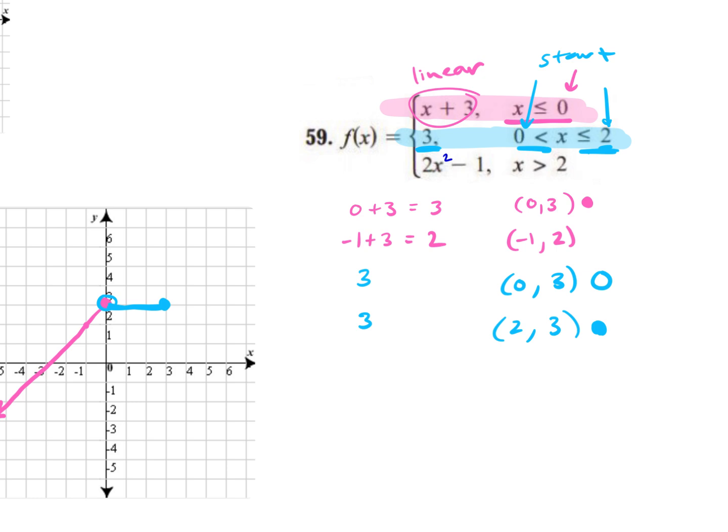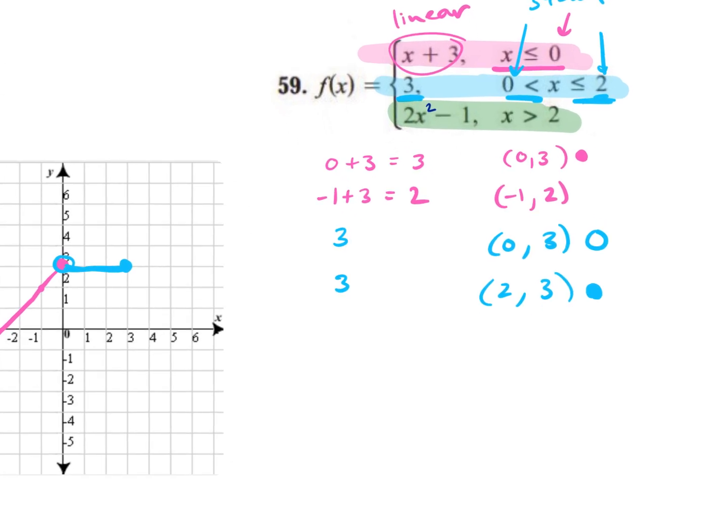Awesome. Next, we're going to plug in or graph our third piece. I'll make it green. So here we have 2x squared minus 1. What should the first number I plug in be? 2. We're going to start by plugging in 2. So 2 times 2 squared minus 1. 2 squared would be 4, times 2 is 8, and 8 minus 1 is 7.